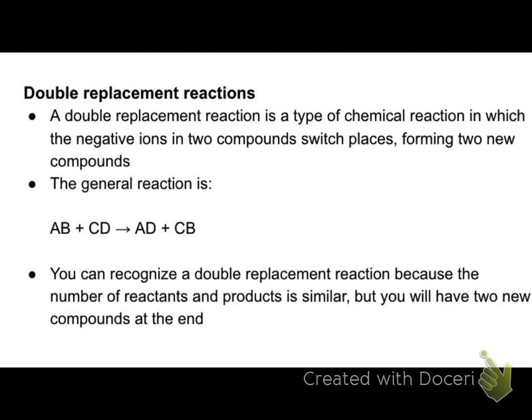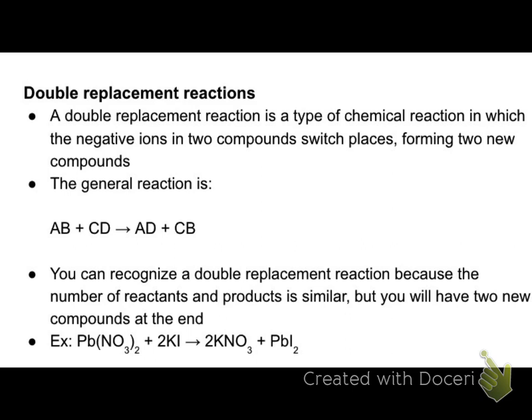So you can recognize a double replacement reaction because you will see a similar number of reactants and products, but the compounds at the end will be brand new. You will have two new compounds at the end of the reaction. For example, you would have lead nitrate, and you add potassium iodide to it, and as a result you get potassium nitrate and lead iodide.